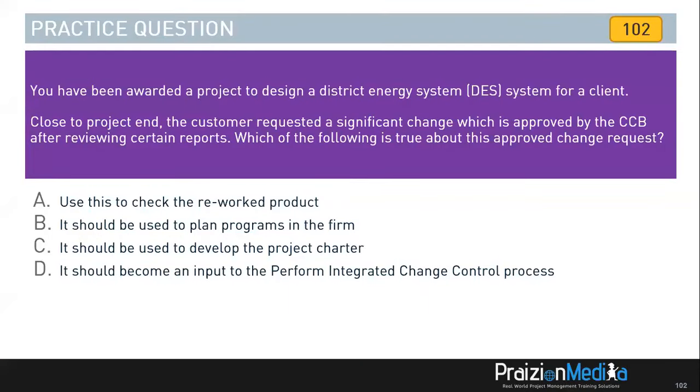Let's go to the next set of questions. You have been awarded a project to design a district energy system, DES system, for a client. Close to project end, the customer requested a significant change, which is approved by the CCB. After reviewing certain reports, which of the following is true about this approved change request?